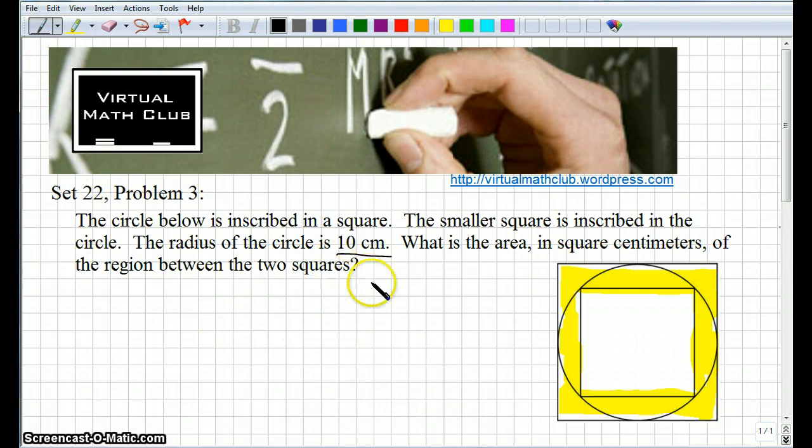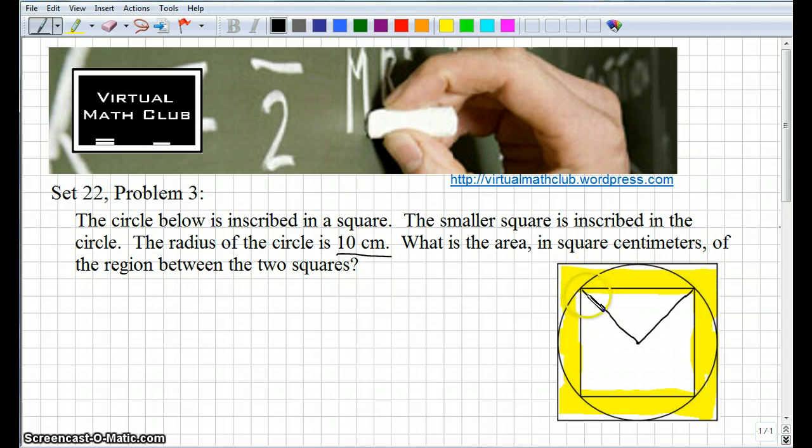Alright, we're given the radius of the circle is 10 centimeters. So if I draw the center of the circle somewhere about there, then I know the distance from that point to any point on this circle is 10 centimeters. So I can actually draw a radius out here to this corner of the square, because that square is touching the circle at the corner. And I can also draw a radius over here to that corner.